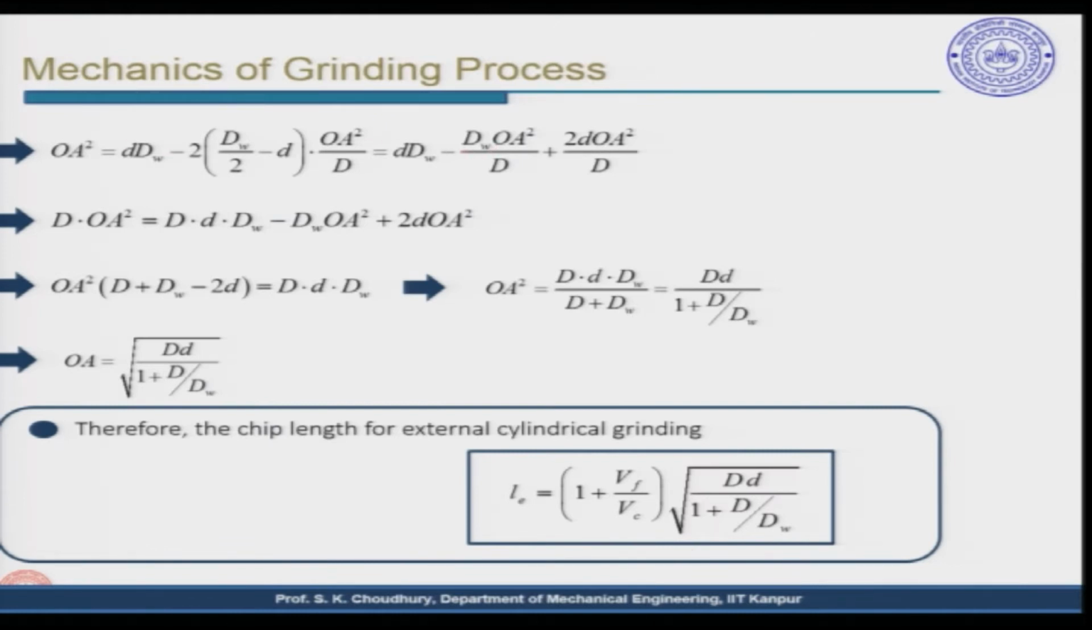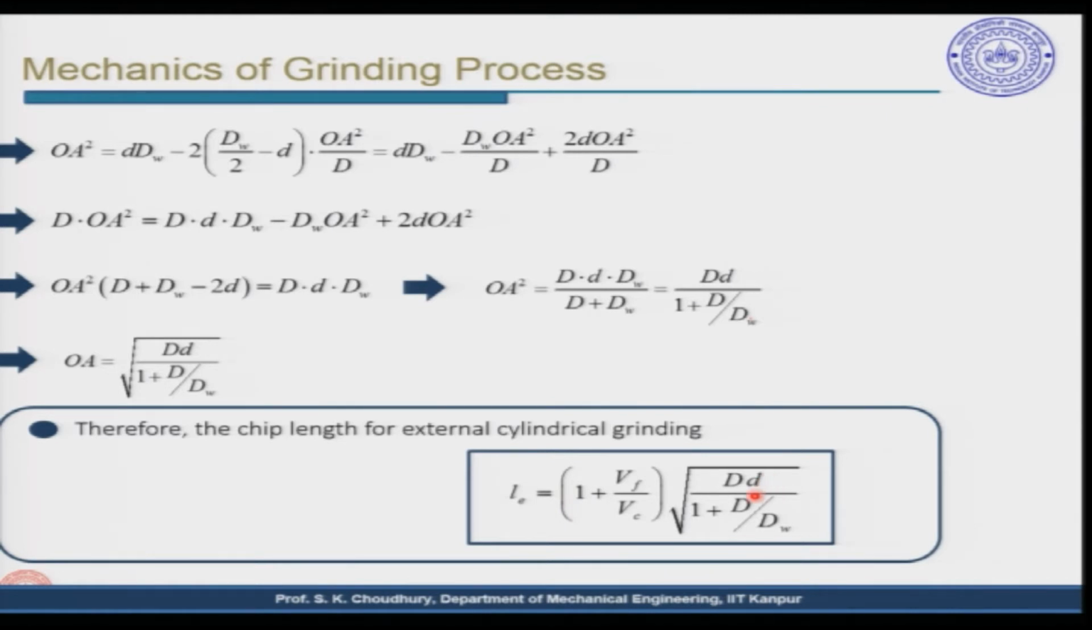So if you solve this equation, you will find out finally that OA square is equal to this value, that is, small d into capital D divided by 1 plus capital D upon dw, which is the diameter of the workpiece. So therefore, OA we are getting as the root of this value. Okay. If you notice, this value is actually different from the one that we found earlier for the surface grinding process. Now the chip length for external cylindrical grinding will be 1 plus Vf by Vc, which we found out earlier, into OA, and OA is this value. So this is the total length of the chip in the case of external cylindrical grinding.